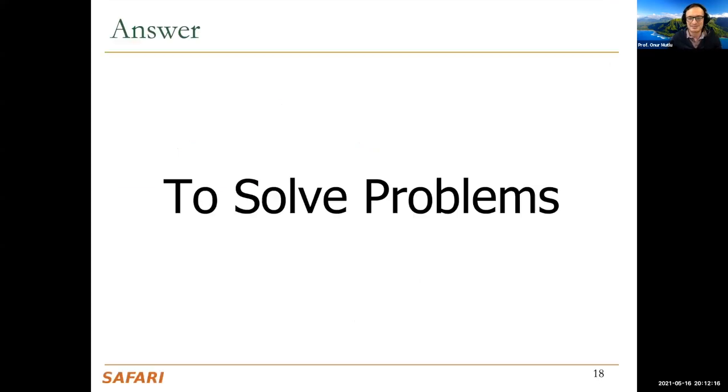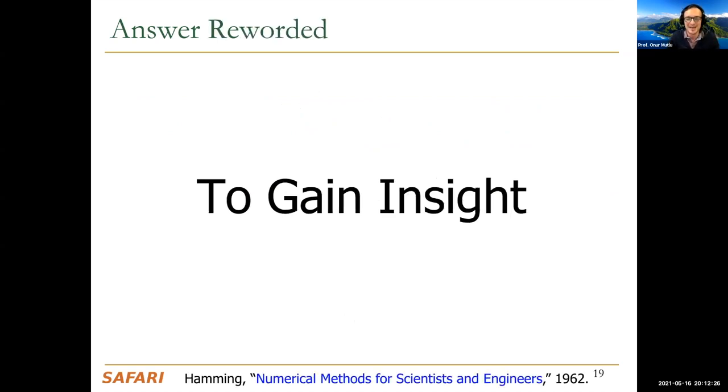And I think the basic answer to this is to solve problems that we have in many aspects of life. And hopefully we can apply computing to many problems that we have. If you reword this answer, it is to gain insight, because computing may not be able to directly solve the problems we have, but at least it can provide us with the insight that enables us to tackle the problems that we have. Sometimes it may be able to solve, sometimes it may not be able to solve, but insight is extremely important. And that was also acknowledged by Richard Hamming in this seminal book where he developed the Hamming codes, for example.